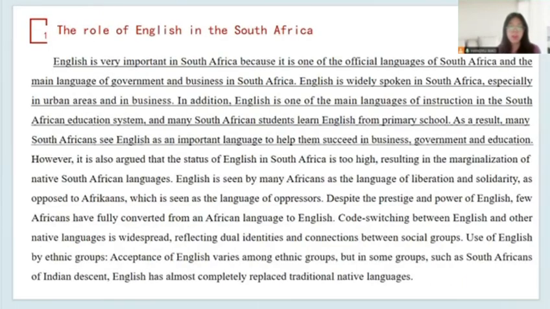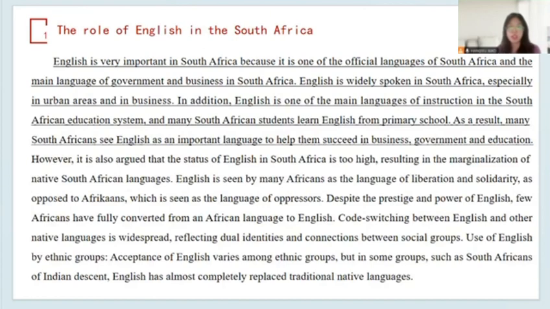Let's talk about the role of English in South Africa. English is very important in South Africa because it's one of the official languages, and the government and business always use it. English is widely spoken in South Africa, especially in urban areas and business.